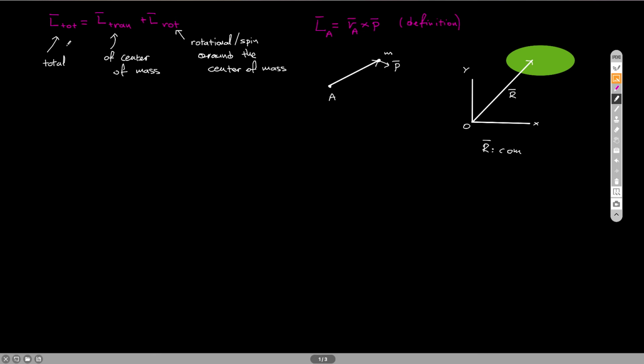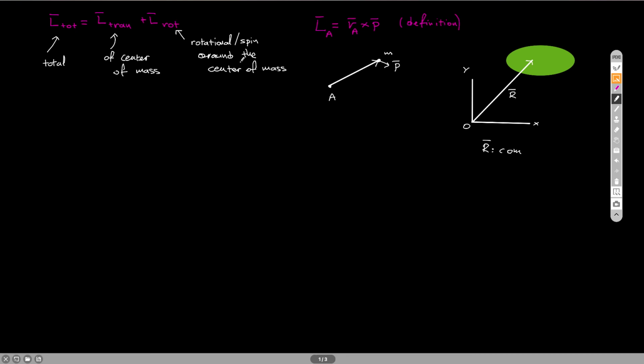All right. So if you want me to calculate the total angular momentum of a solid object, I'm going to do it by looking separately at the two terms of the angular momentum. The translational angular momentum, which will be the angular momentum of the center of mass, and the spin or rotational angular momentum, which essentially is the angular momentum relative to the center of mass.